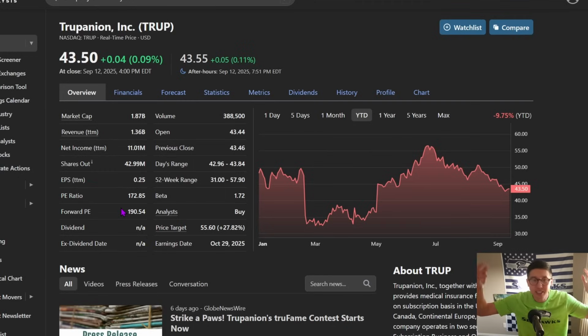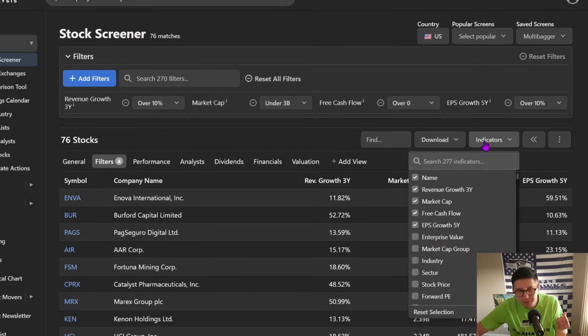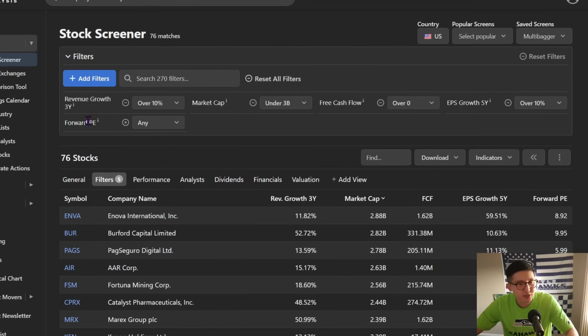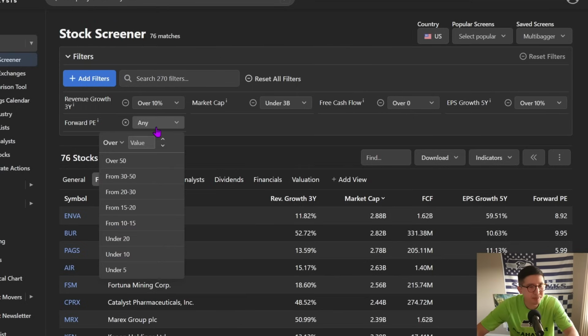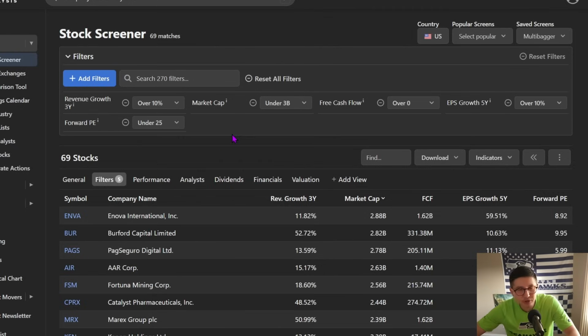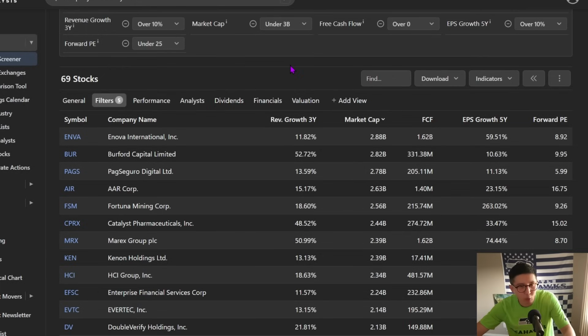If it's in triple digits, I'm kind of like, ooh, man, that's a little expensive. Which means we could probably add one more indicator so that we can account for that. So their forward trading PE, how about it has to be under 25? And now that spits out 69 stocks, and they're in alphabetical order by their market capitalization.